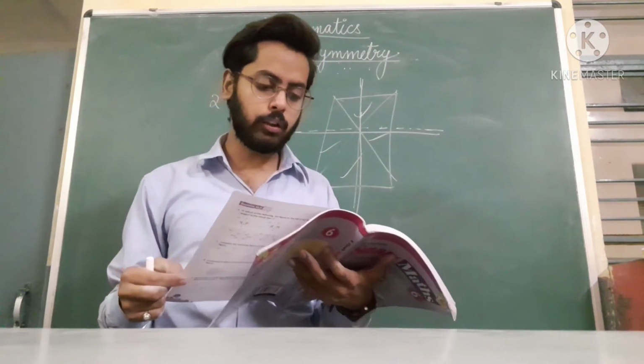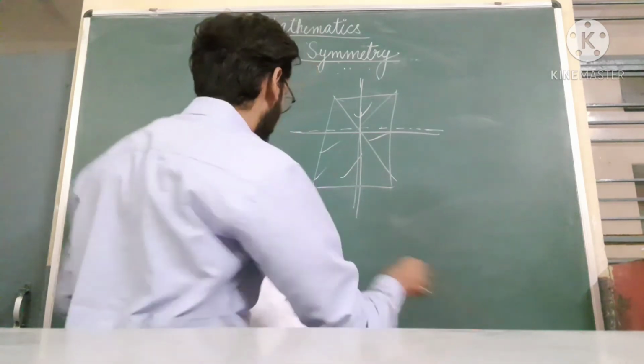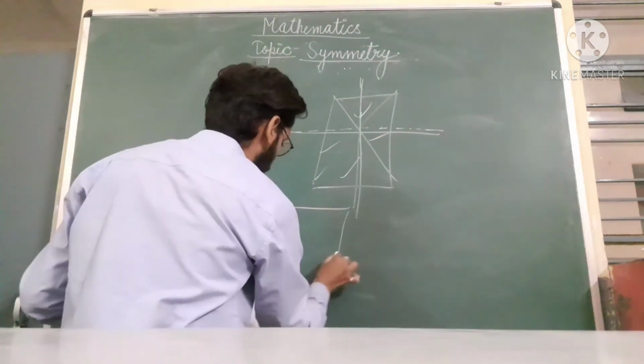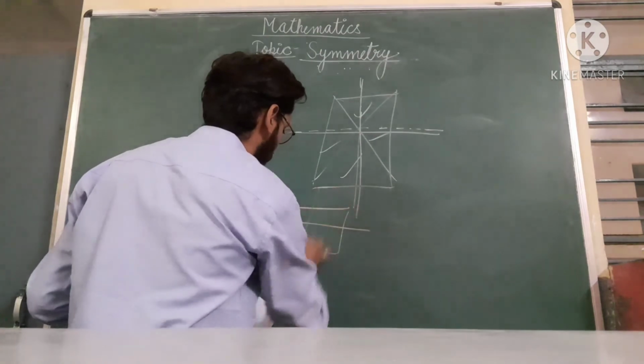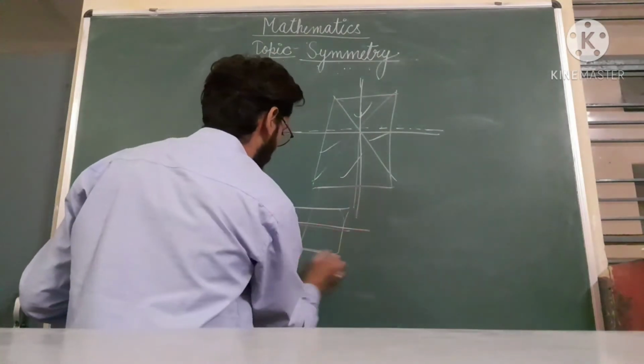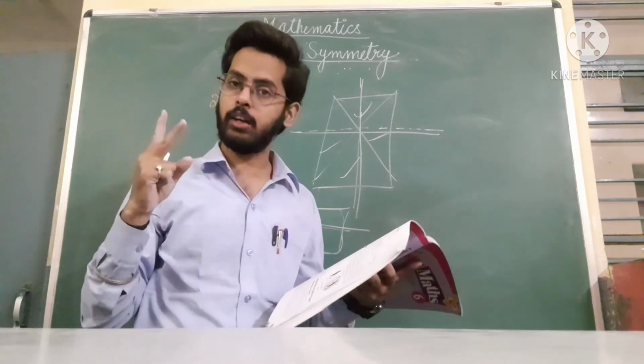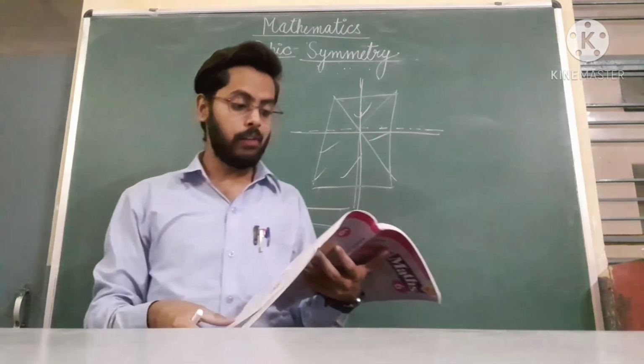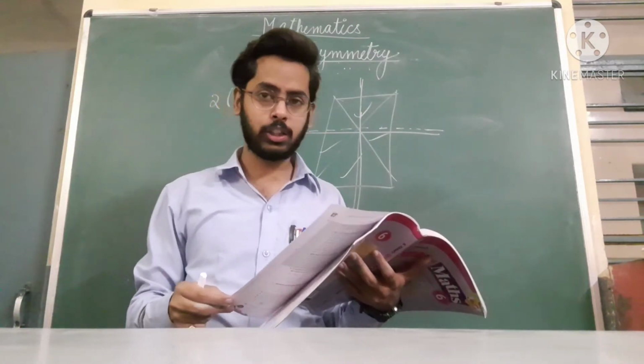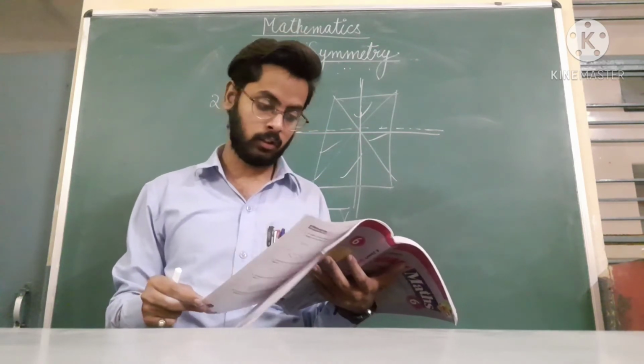Sixth one, answer the following questions. How many lines of symmetry does a parallelogram have? A parallelogram has only one line of symmetry. How? This one, this line of symmetry. Now name the polygons which have two lines of symmetry: rectangle and rhombus. Which letters in the alphabet have two lines of symmetry? H, I, O, X. You can see there.